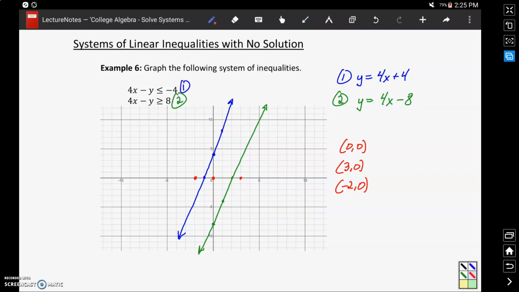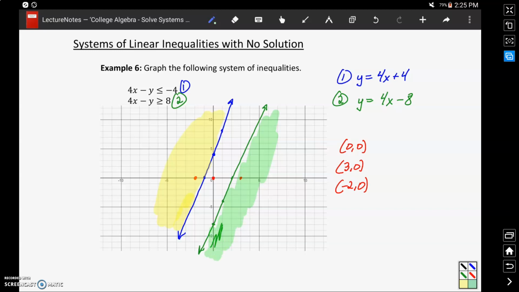What would actually happen if we were to graph these as separate inequalities is for inequality 1, we would be shading everything sort of to the left or above this line. And for inequality 2, we'd be shading everything to the right or below this line.